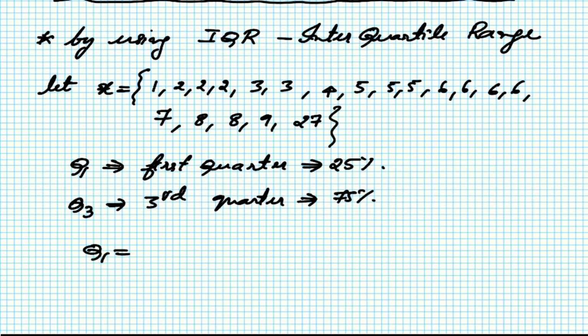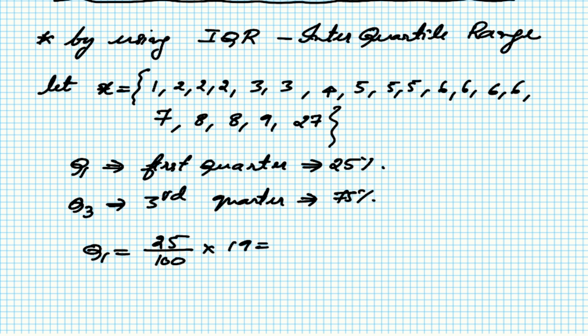When I start from the beginning, what comes over there? That is 25 out of 100, so 25 by 100 into the length of this data set. Let's say 1, 2, 3, 4, 5, 6, 7, 8, 9, 10, 11, 12, 13, 14, 15, 16, 17, 18, 19. Please calculate 0.25 into 19. You can see that you get 4.75. So I'm looking for the integer value.